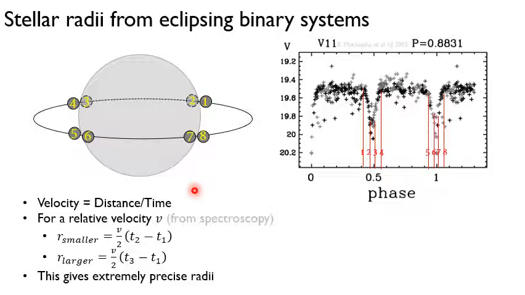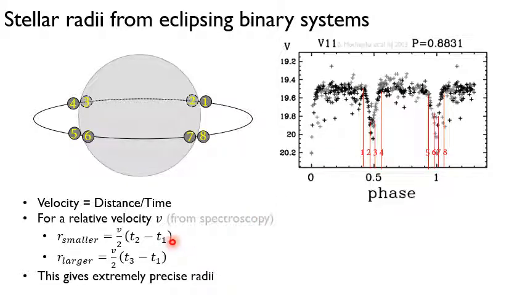So how do you get the radius from this? Well, keep in mind, velocity is defined as the distance over the time. And so therefore a distance is equal to the velocity times the time. We can just move this from the denominator over to the numerator on the other side. We can get the relative velocity from spectroscopy, as we've discussed. So you look at the redshift of lines. So you get that velocity, and you measure the times from this brightness versus time curve. So you can figure out where these 1, 2, 3, 4 happen, for instance.